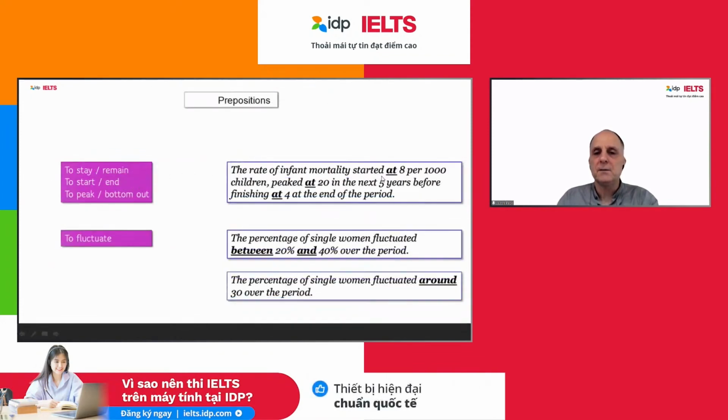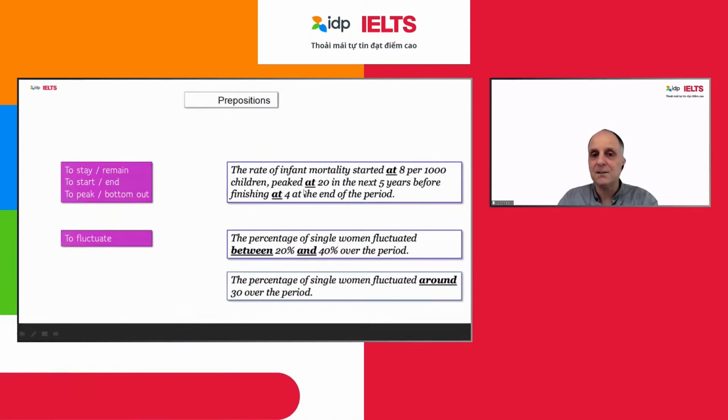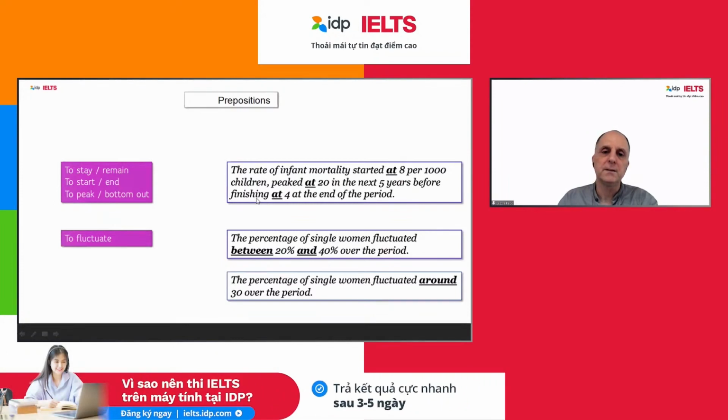So remember when it doesn't change, it started at, peaked at, or a peak of, okay? Reaching, finishing at. We've got our fluctuation between and. The percentage is fluctuated around that particular number as well.